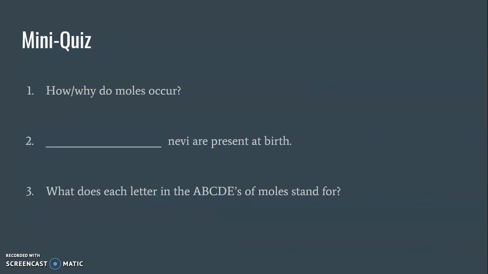Here we have a little mini quiz. The first question is, how and why do moles occur? Our second question is a fill in the blank: blank nevi are present from birth. And our third question is, what does each letter in the ABCDEs of moles stand for? I'll give you a few minutes to think about that, and then we'll go over the answers.